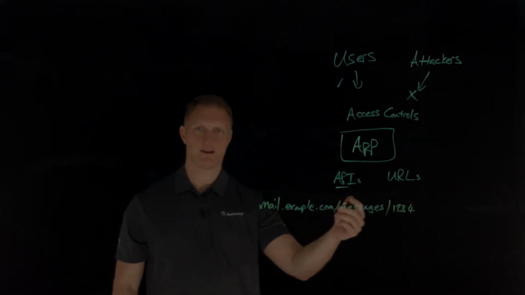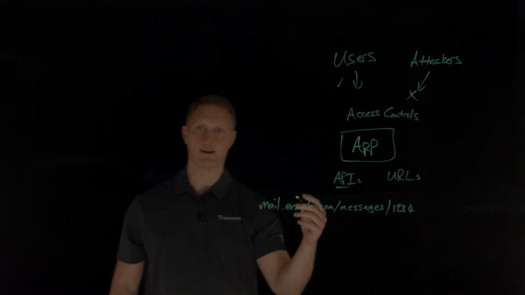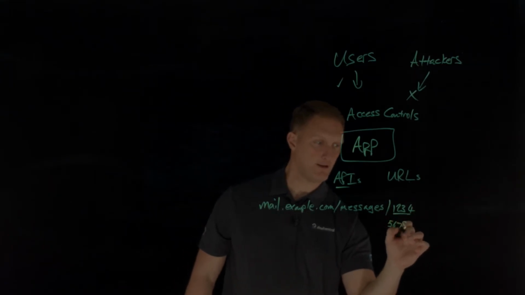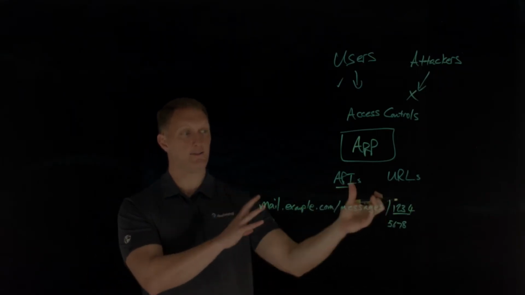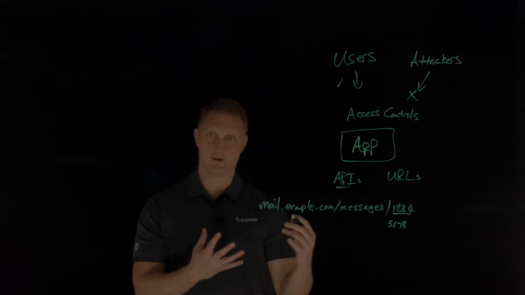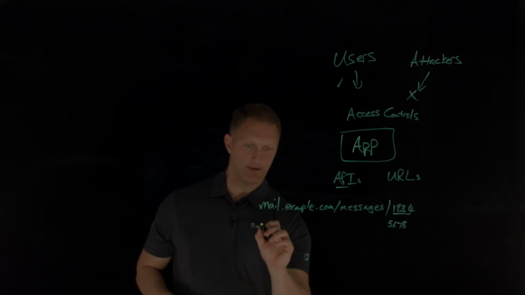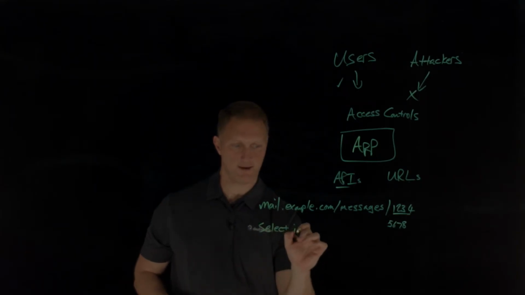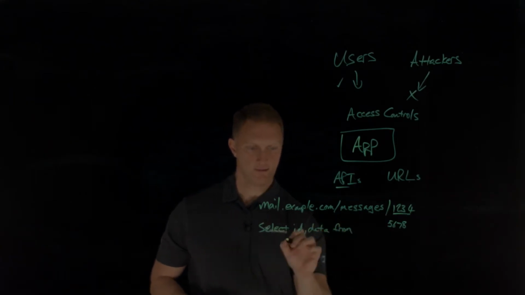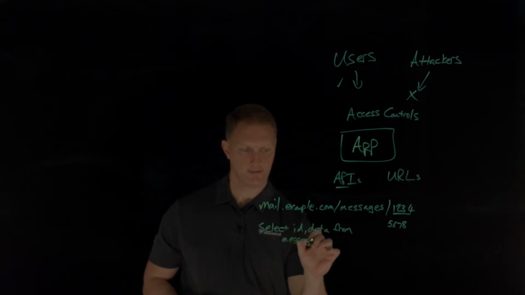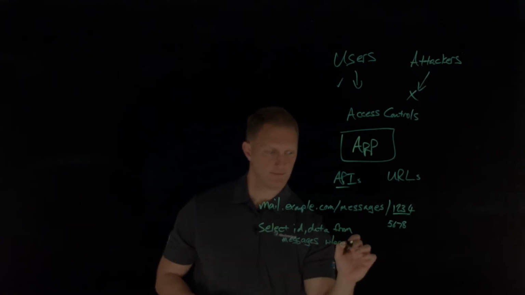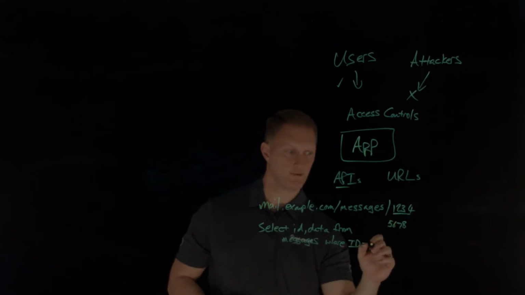So you've got this mail.example.com/messages/1234. All right, what's happening here is if you change that ID to maybe 5678 instead of 1234, what's happening behind the scenes, or under the hood here, is typically it's a SQL or a database call that says something like: select ID and data from messages, right? Messages, which is this right here, where ID equals 1234, right?